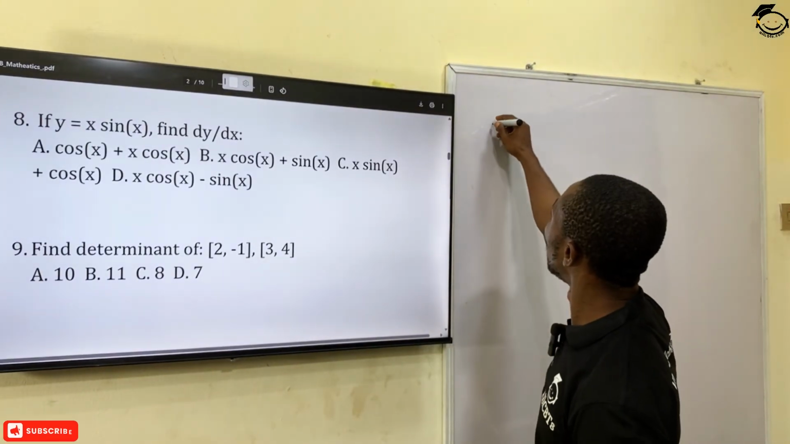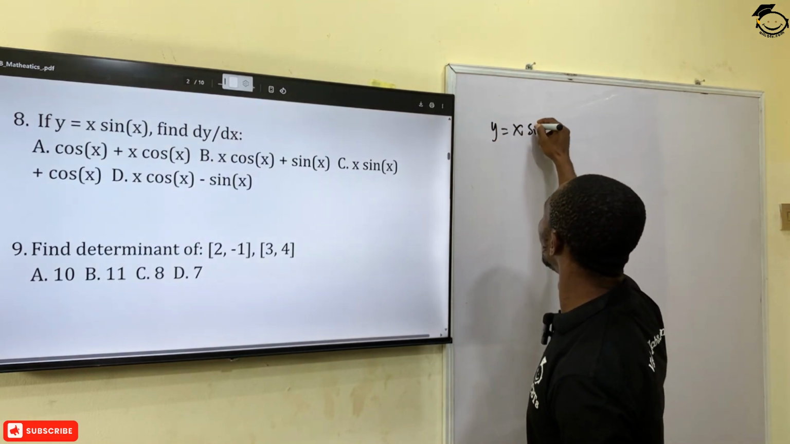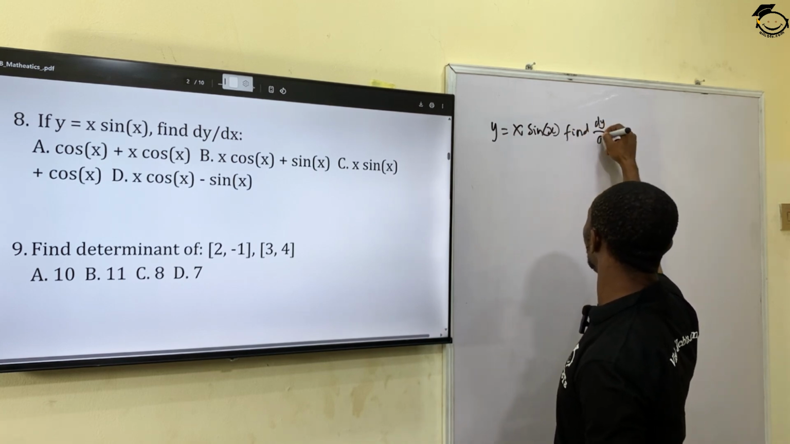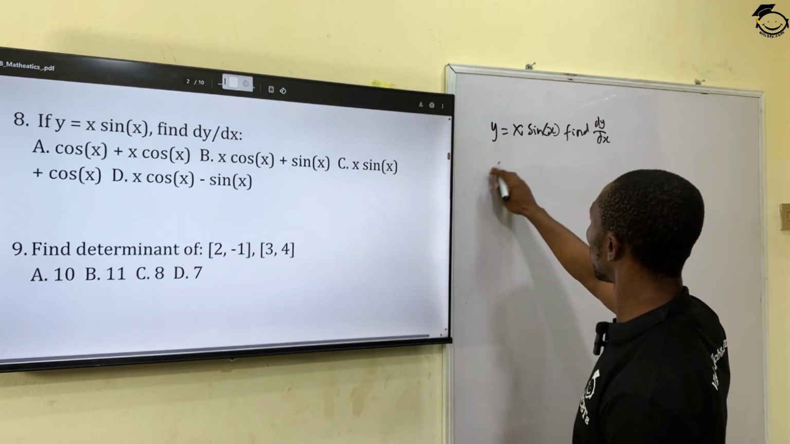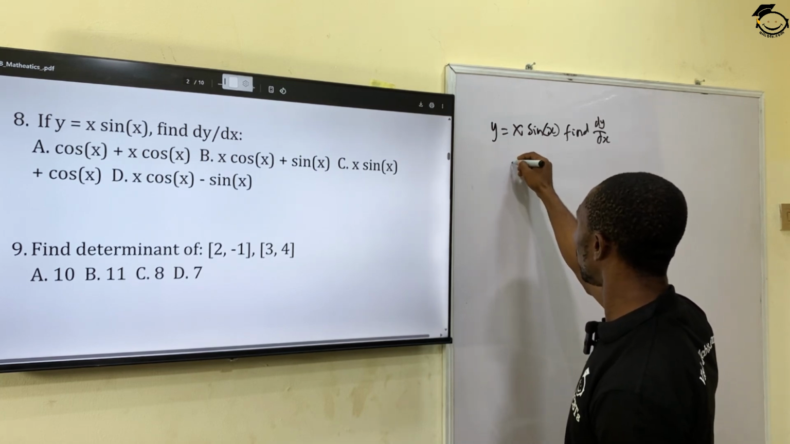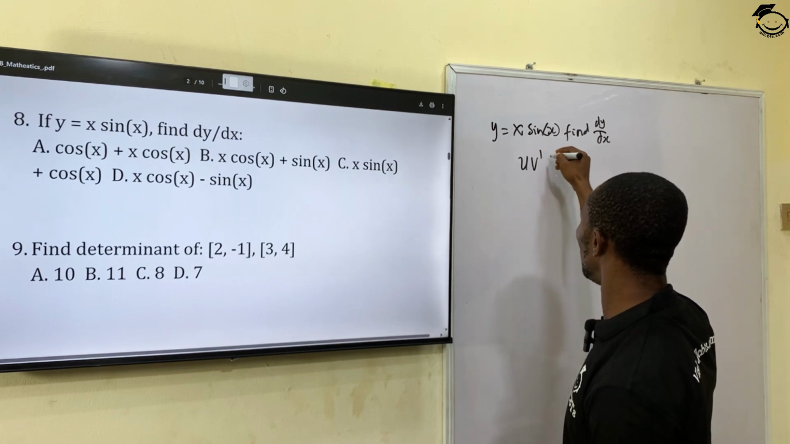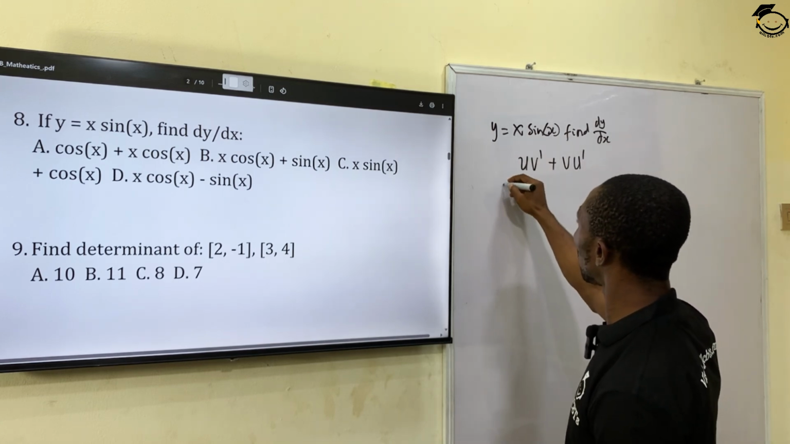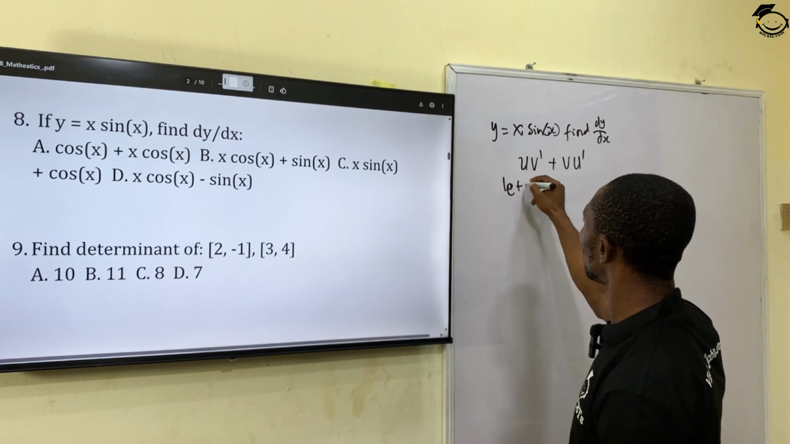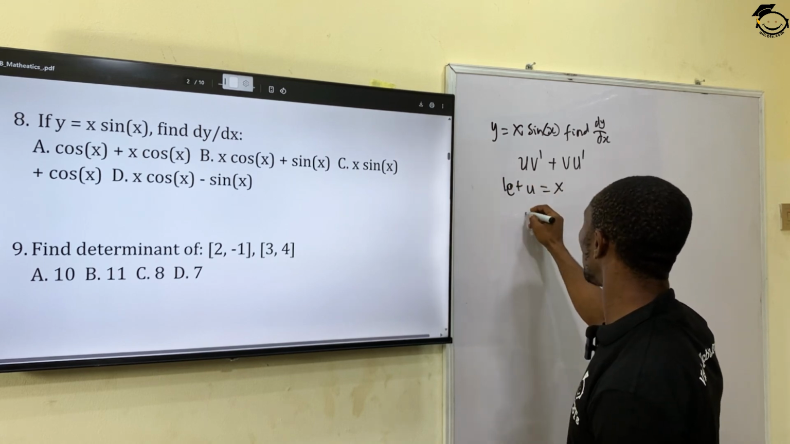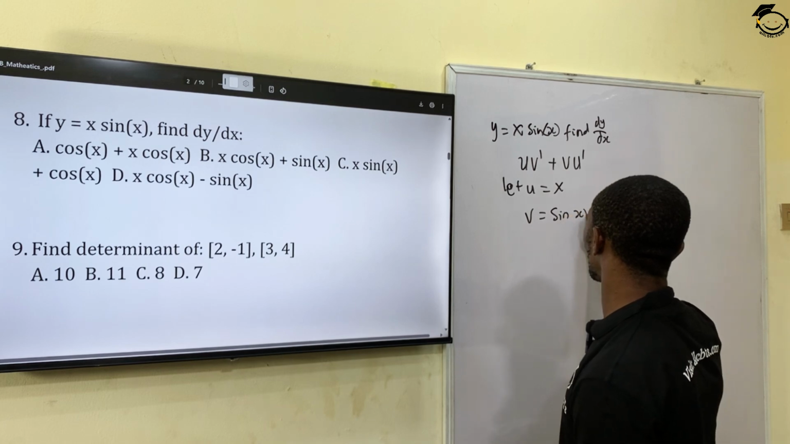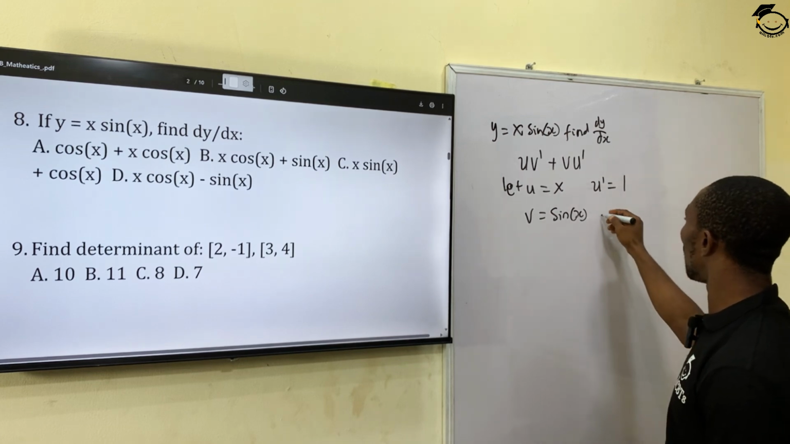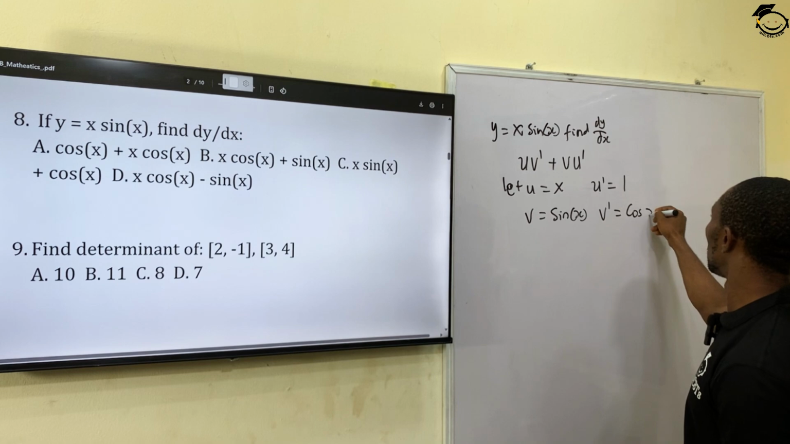If y equals x sine x, find dy dx. Now in solving this, we'll use our product law. And in our product law, we're having it as u dv plus v du. Okay, now in this situation, let u equals x and v equals sine x. So our du will become 1 and our dv will become cos x.